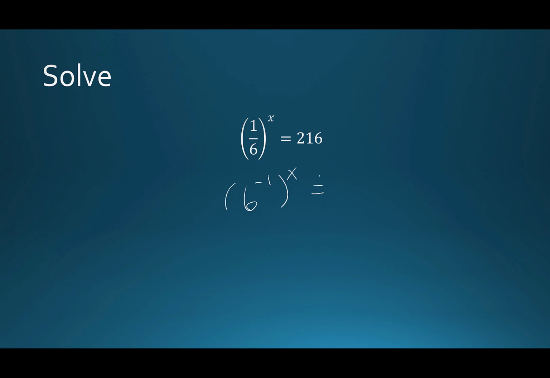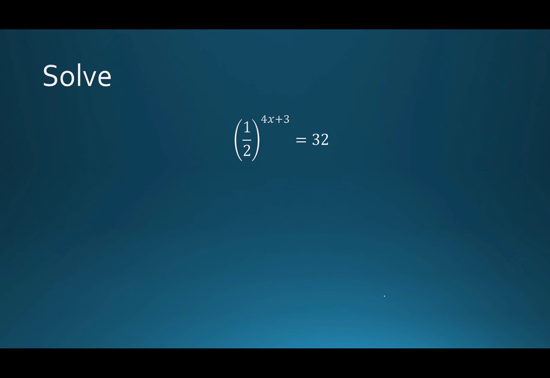And then again, you go back to your calculator and you go, okay, 6 squared is 36, and then 6 cubed is 216. So on the right, I have 6 cubed. Remember when you have a power to a power, you multiply. So I have 6 to the negative x is equal to 6 cubed. That means negative x is 3, so x is negative 3.